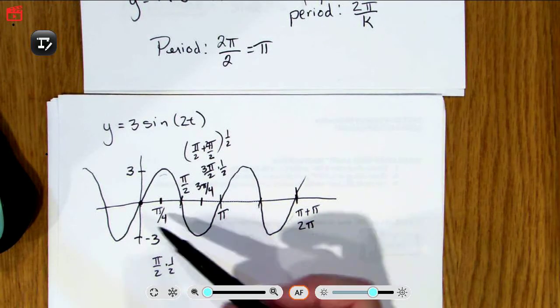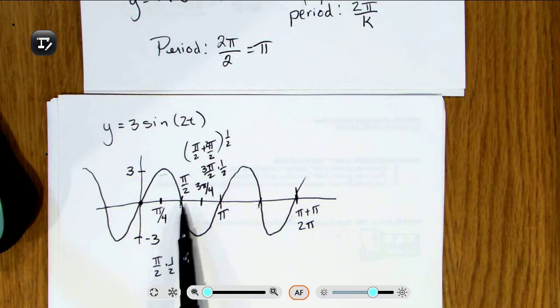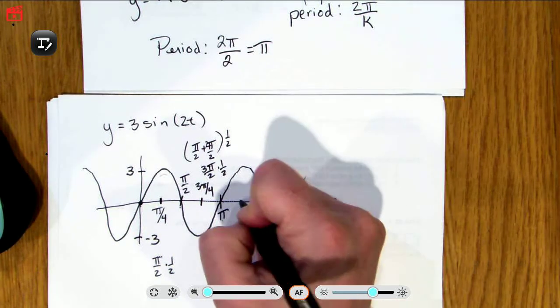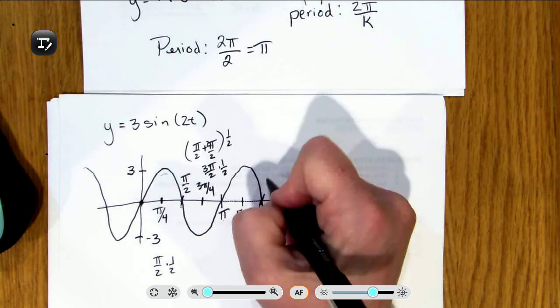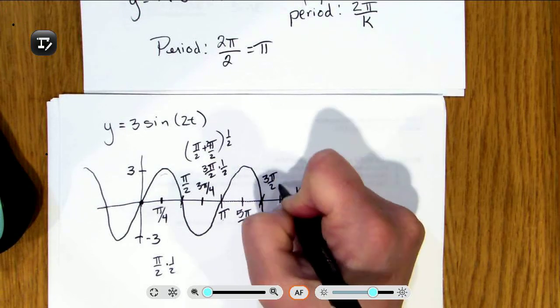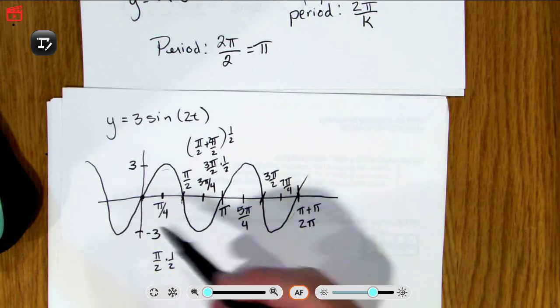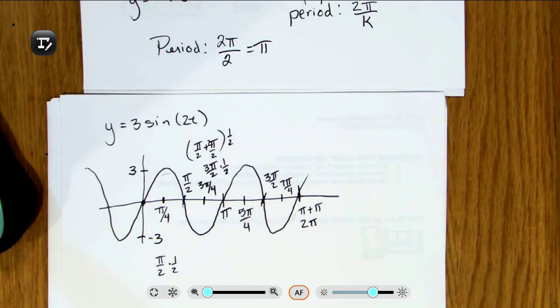We also can see counting going on. Here's pi over 4. This is 2 pi over 4, reduced to pi over 2. 3 pi over 4. 4 pi over 4. This would be 5 pi over 4. This would be 6 pi over 4, which is 3 pi over 2. 7 pi over 4, and there's my 8 pi over 4. So we do have that counting that we've seen before happening here as well.